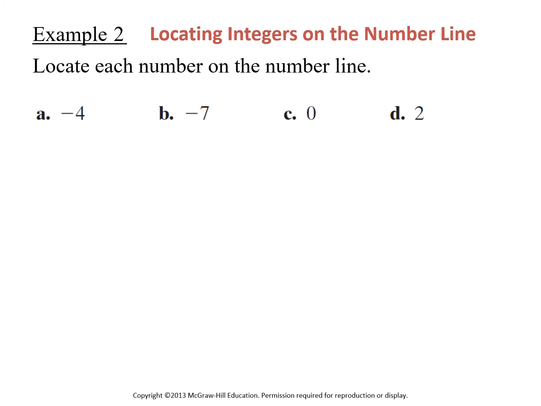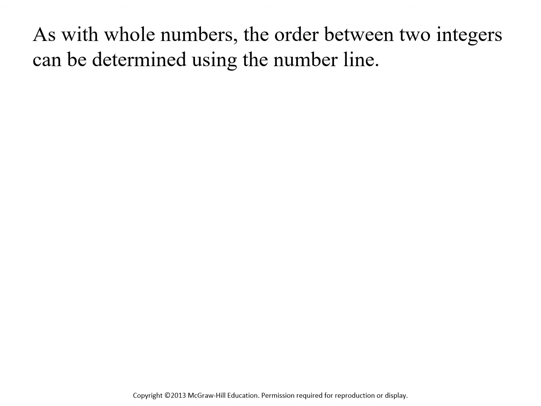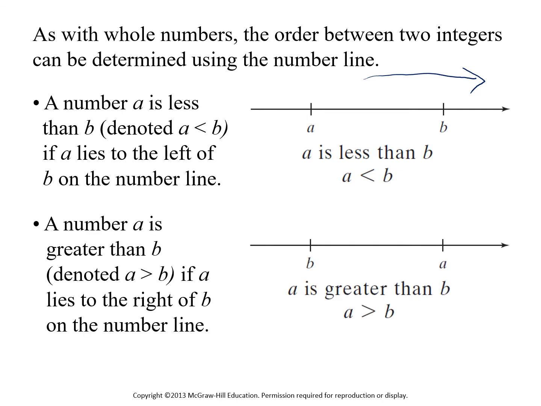Locating numbers on the number line, you'll see the number -4 and -7, and we have 0 and we have 2. As with whole numbers, the order between two integers can be determined using the number line. So numbers get bigger as you move to the right. Therefore, in this figure, A is less than B. And here we are showing A greater than B.